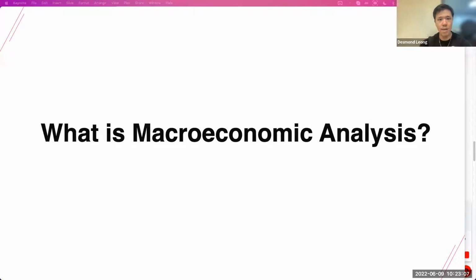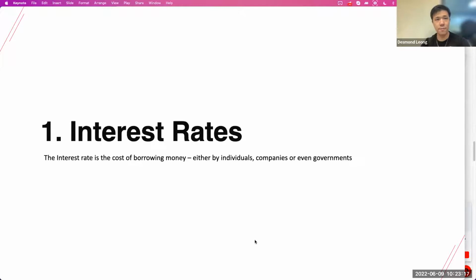It basically is looking at a few key figures of a country's health, right? Let's just take a quick look at this. The first one is interest rates. Just give me a second. So the interest rate, let me just move this so that you guys can see. The interest rate is basically the cost of borrowing money, either by individuals, companies, or even governments, right?